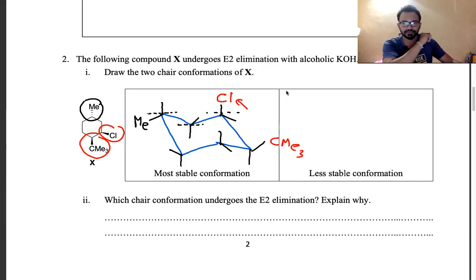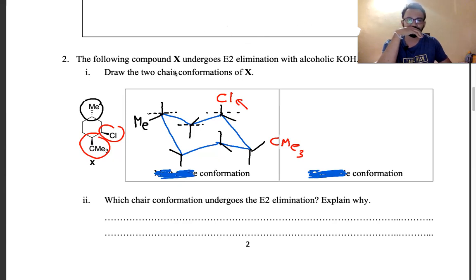Don't get confused. I don't know whether this is the most stable one. I just drew the configuration. I will show you later how to identify which one is the most stable. But here just get the idea.